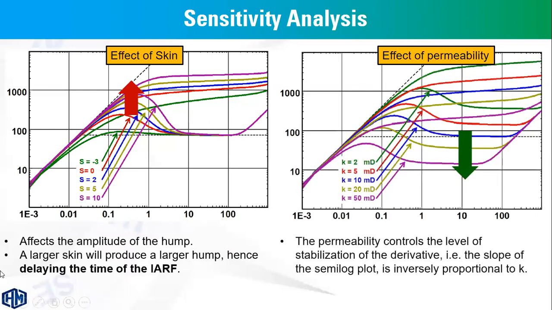So this is the effect of skin, which will affect the hump on the pressure derivative, and this is the effect of permeability. Higher permeability will move the pressure derivative, as you can see, down. So you will have the stabilization level lower, like this model.